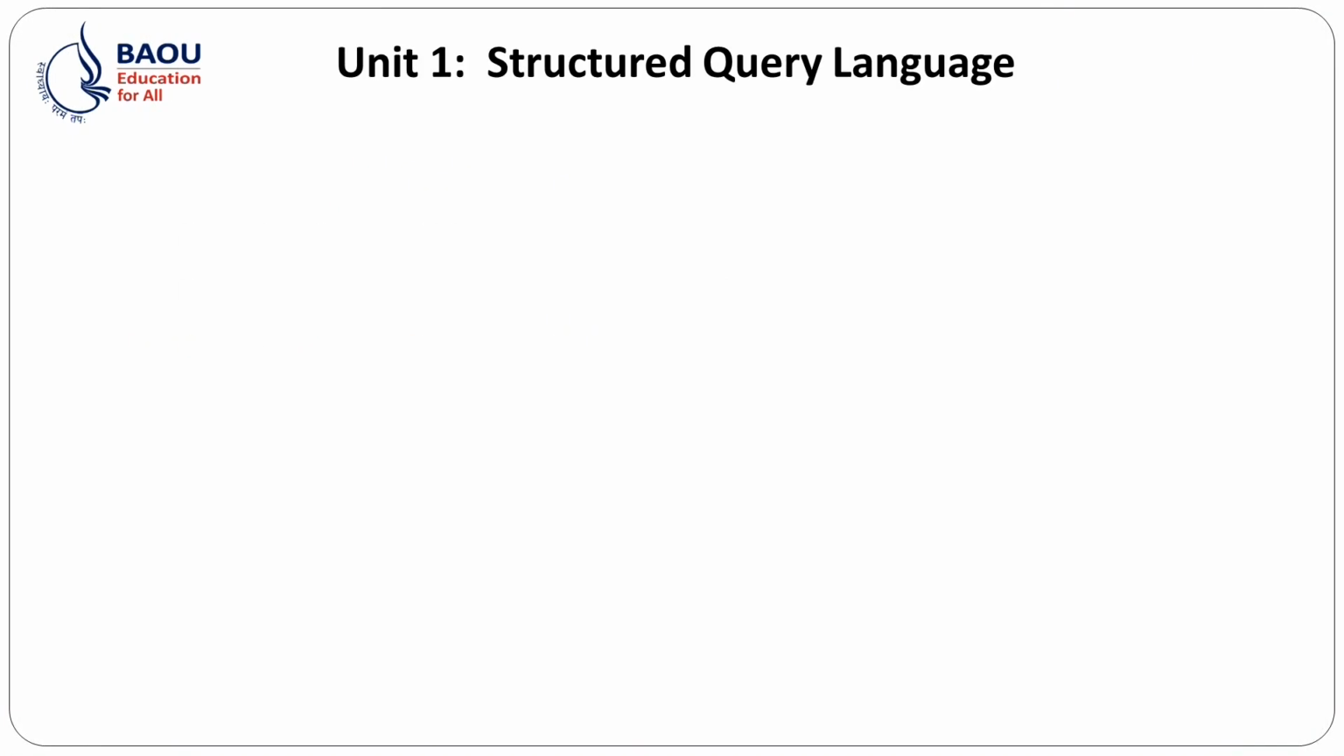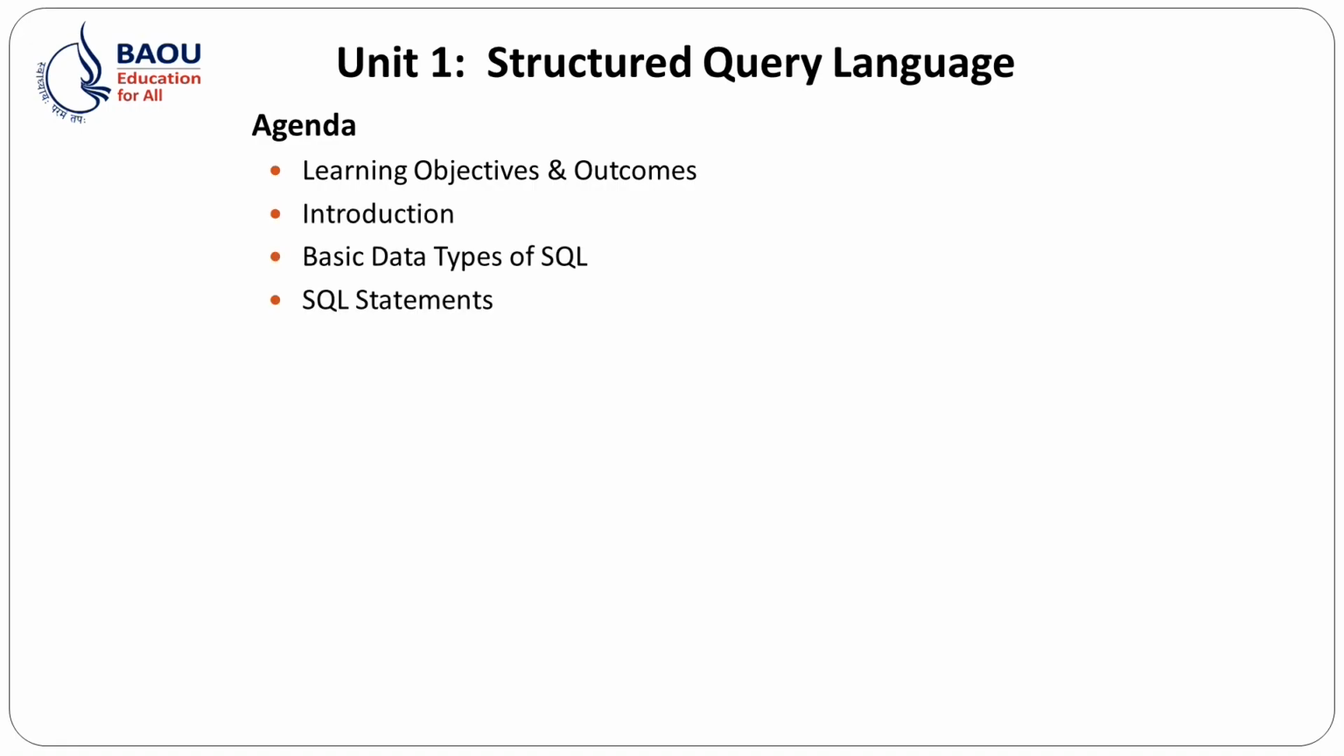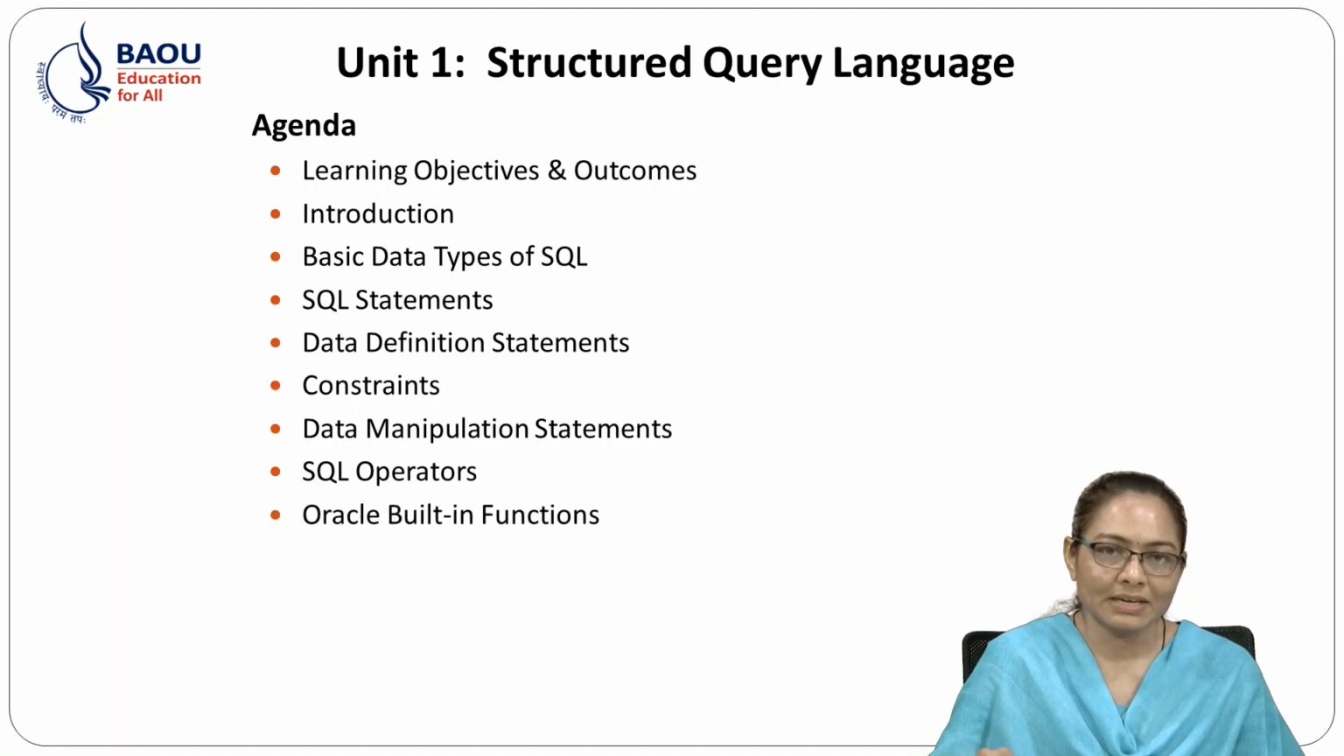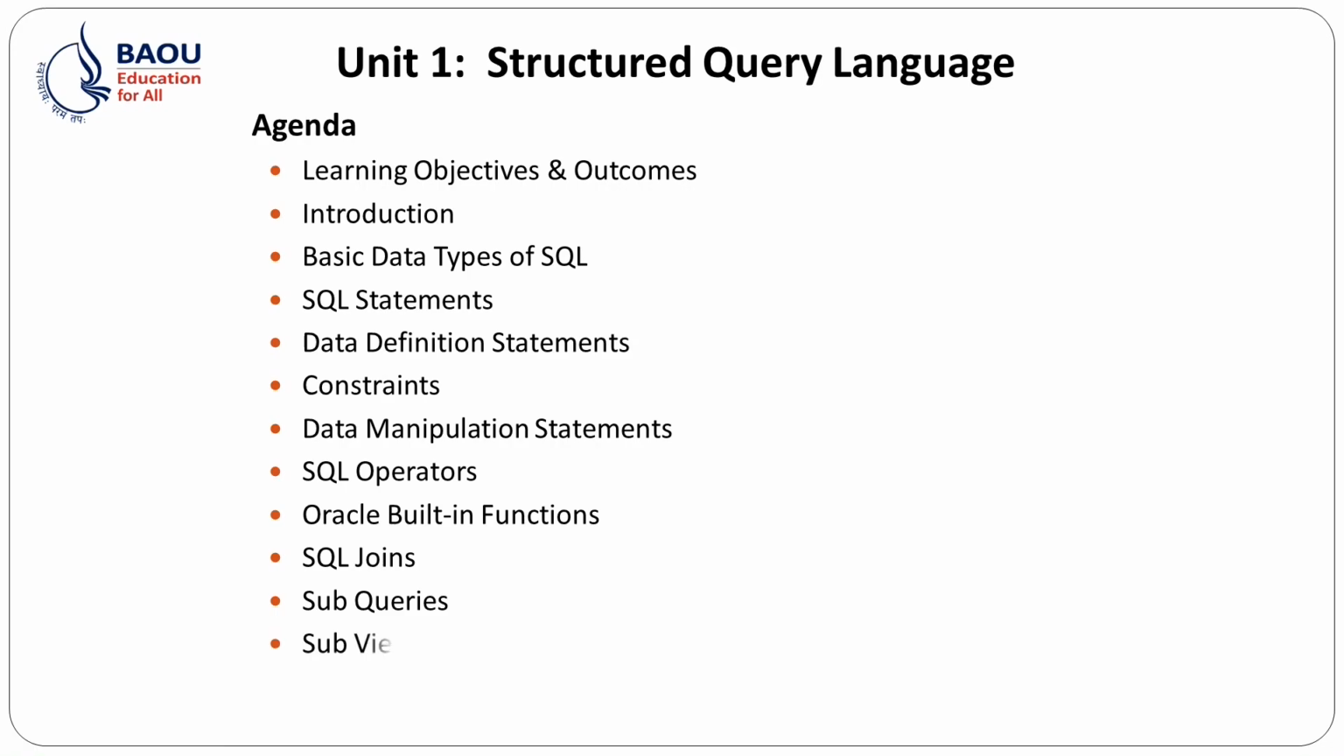Now we will start with Block-3. Unit-1 is Structured Query Language. First of all, we see the agenda of Unit-1: the learning objectives and outcomes, introduction, basic data types of SQL, SQL statements, data definition statements, constraints, data manipulation statements, SQL operators, Oracle built-in functions, SQL joins, SQL queries, SQL views, SQL indexes, and SQL sequence. All these topics are included in SQL. After learning all these topics in Unit 1, Block 3, the student will be able to gain knowledge about SQL, Structured Query Language.